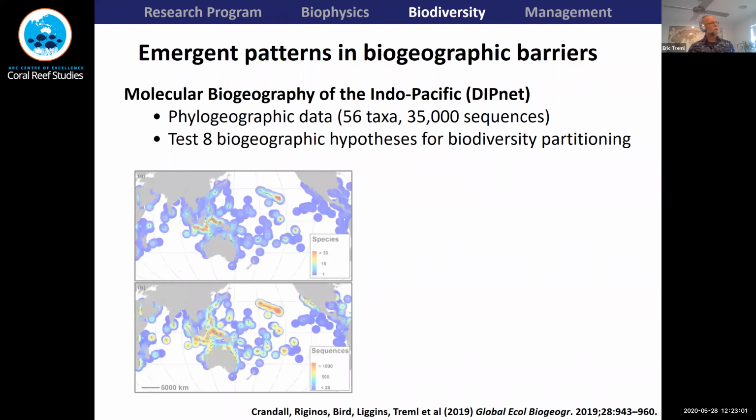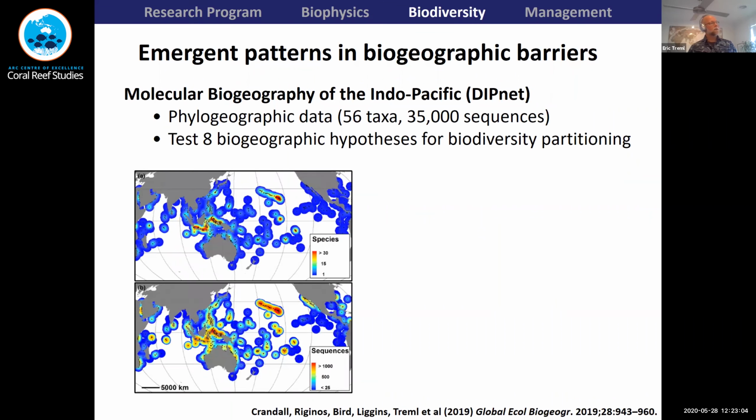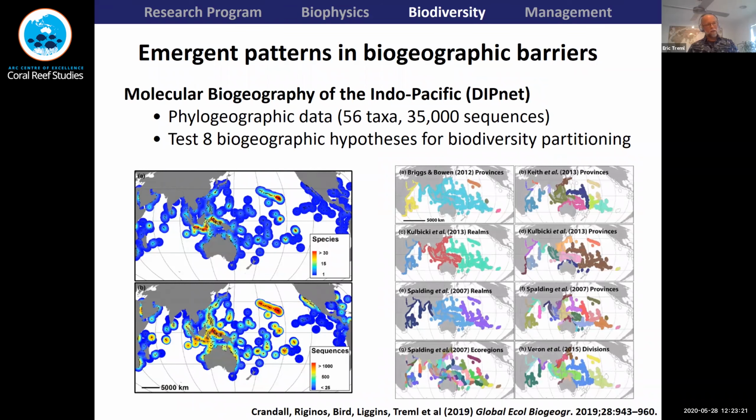This first map shows the density of species sampled, as well as the number of sequences. It is a lot of data. Moving into this project a couple of years ago, we thought this is a beautiful opportunity to finally come up with some great empirical-based validations of some of these bioregionalizations. As you know, there's a number of bioregionalizations published. There's 8 of them here. So we tested how well our genetic data, as in DIPNet's genetic data, fit or did not fit this bioregionalization.